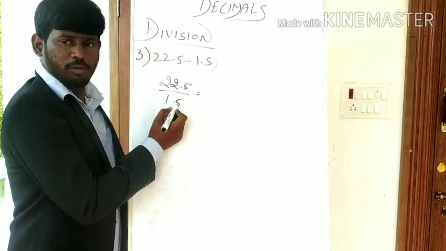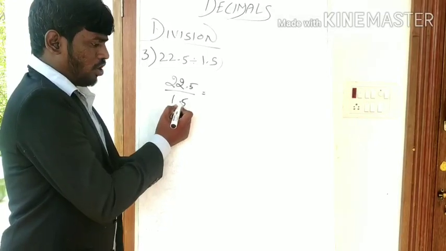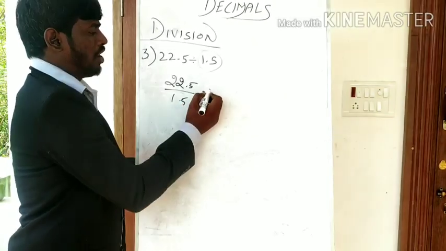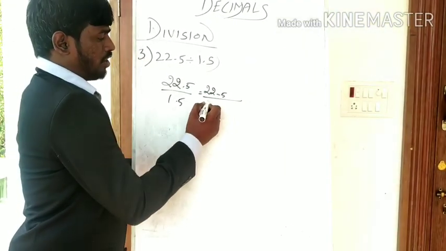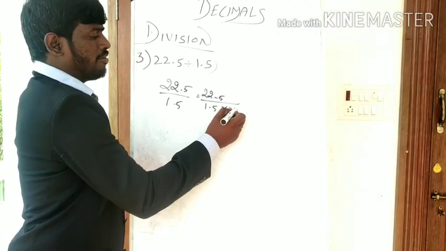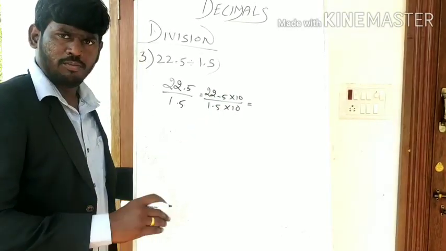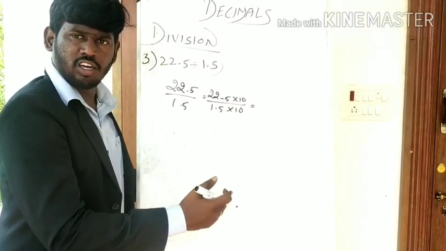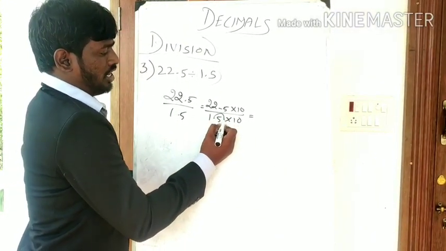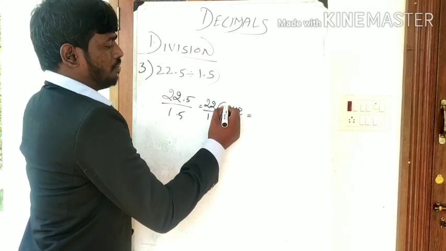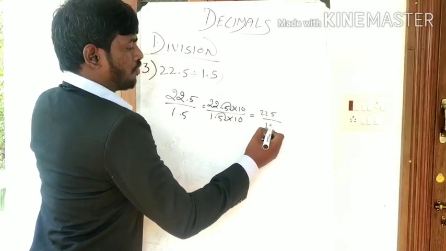multiply according to the number of decimal points here. For example, 1.5 has only one decimal place. Then we have to multiply it by 10. 22.5 divided by 1.5, into 10. Numerator also into 10. As I have already said, multiply is to the right, division is to the left. So it is multiply. 1, 0 will come like this. So 225 divided by 15.